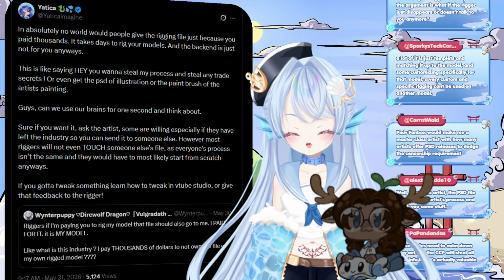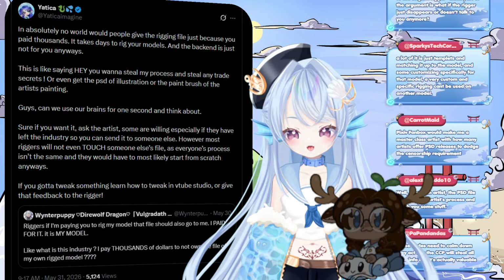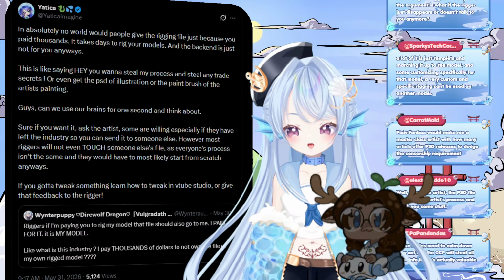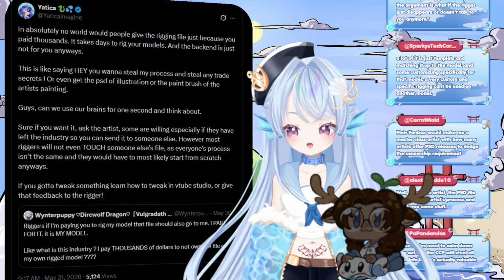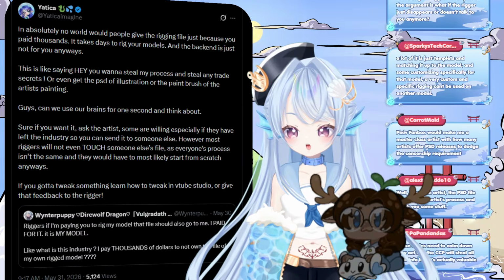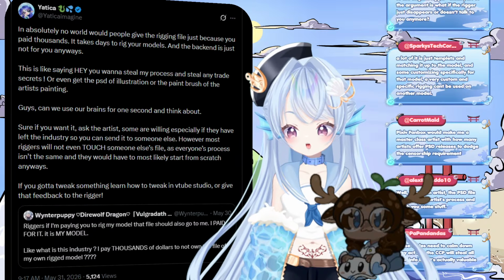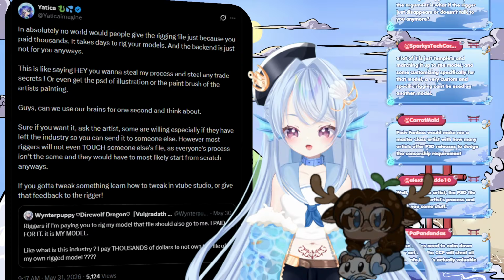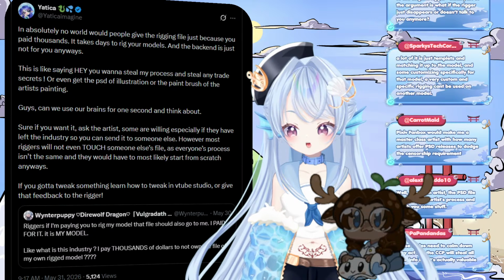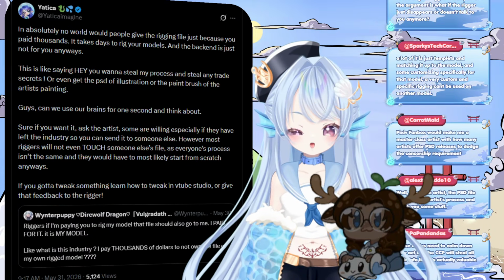It says, sure, if you want it, ask the artist. Some are willing, especially if they've left the industry, so you can send it to someone else. However, most riggers will not even touch someone else's file, as everyone's process isn't the same, and they would have to most likely start from scratch anyways. If you gotta tweak something, learn how to tweak in VTube Studio, or give that feedback to the rigger.